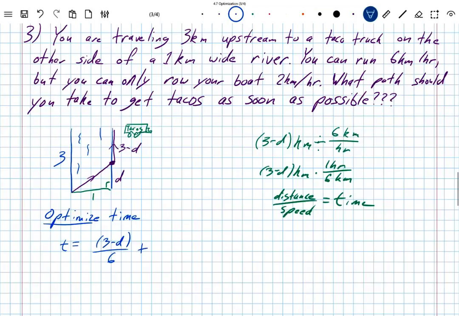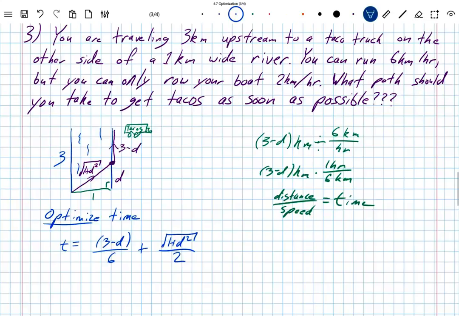Let's do the first part now. I need to know how far I'm rowing my boat. Well, that's a right triangle. So up here, this looks like the square root of 1 plus d squared, using Pythagoras: a squared plus b squared is c squared, and I solve for c. So this becomes the square root of 1 plus d squared all over, how fast can I row my boat? 2. Whew. All right.